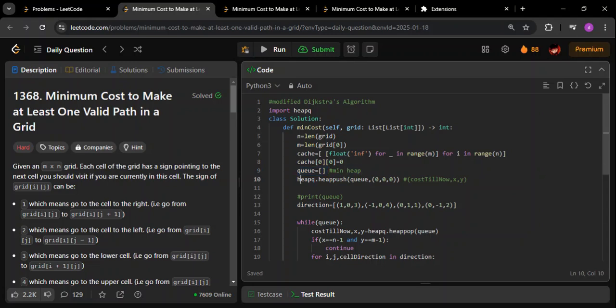Then I'm pushing my first element inside the heap. So this is how you have to do it. heapq.heappush. You have to give the name of the heap and the value to be inserted. Here the things are slightly going to change.